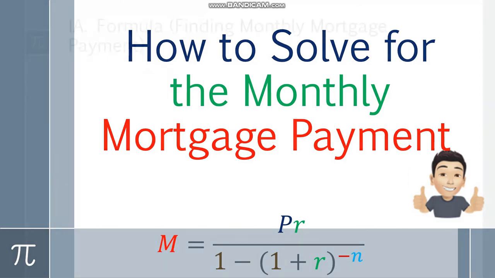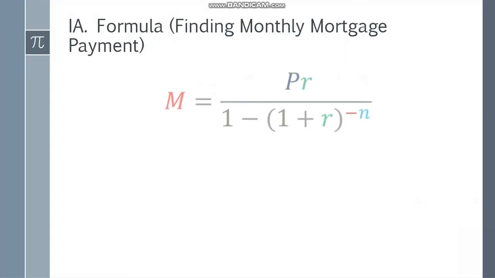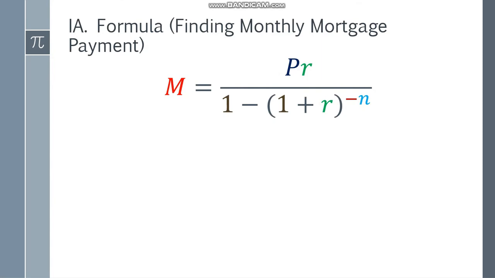We're going to discuss how to solve for the monthly mortgage payment. So let's start with the formula. The formula that we're going to use here is M is equal to P times R in the numerator, over 1 minus the quantity 1 plus R to the negative N. So we have a negative exponent here.